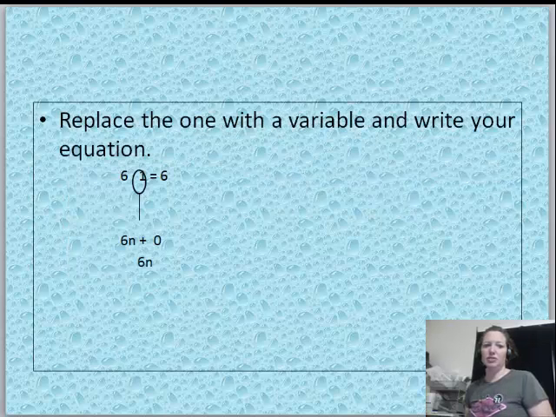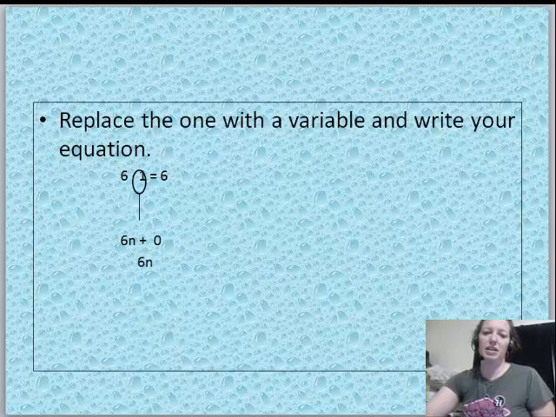On the next page, replace the 1 with a variable and write the equation. Remember, a variable is any letter that represents a given number. So in this case, I just chose n. So 6n plus 0, which is the same as 6n.